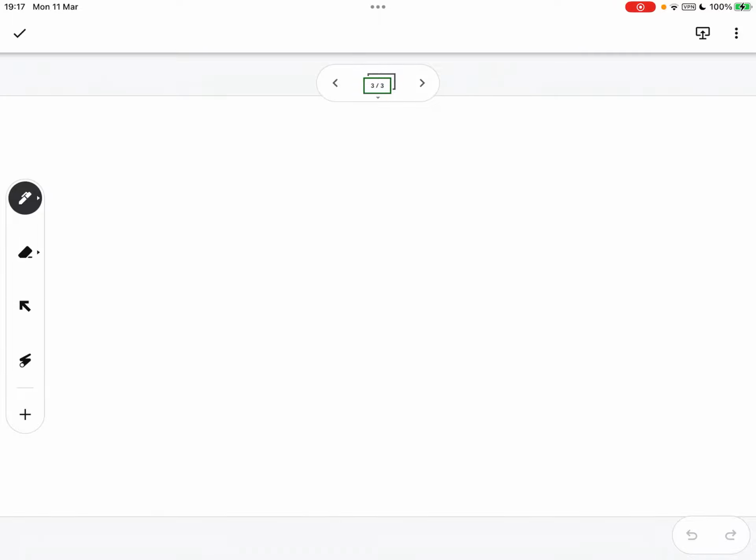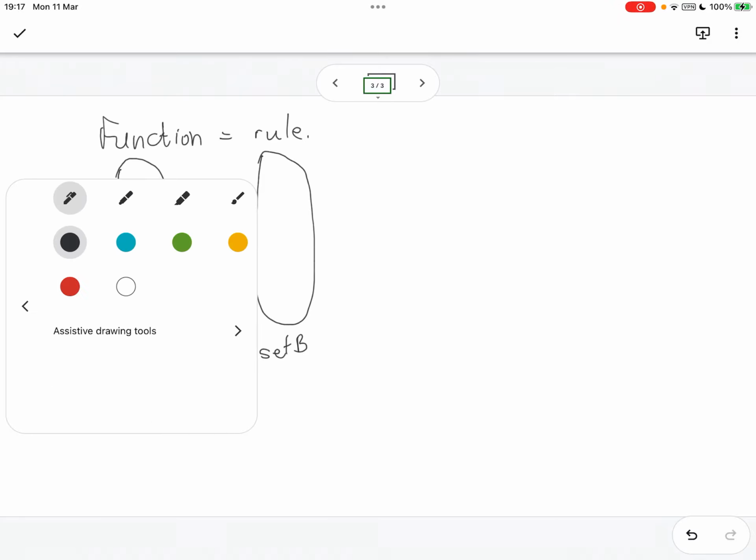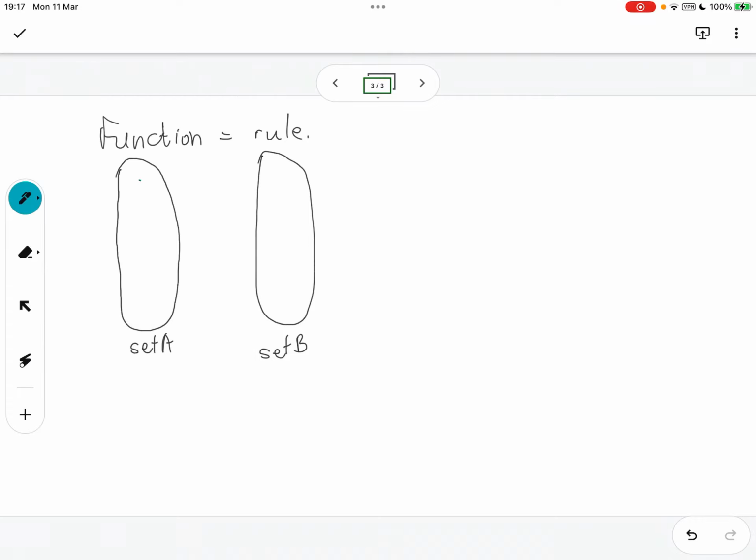Right, so a function is a rule, and this is grade 9, grade 10 stuff. A function is a rule, and what does that rule tell us? It tells us that if you have a set of elements called set A and another set of elements called set B, let's say you've got 4 elements in set A and you've got 4 elements in set B.